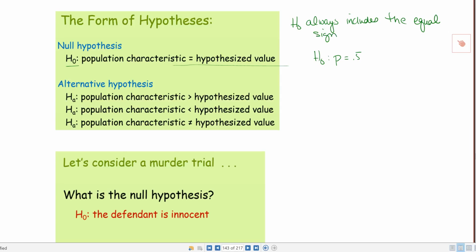The alternative hypothesis could be a greater than, a less than, or a not equals to. So this would look like H sub A, the population proportion is greater than 0.5. Or maybe the alternative hypothesis was that the population proportion was less than 0.5. Or finally, that it was not equal to 0.5.